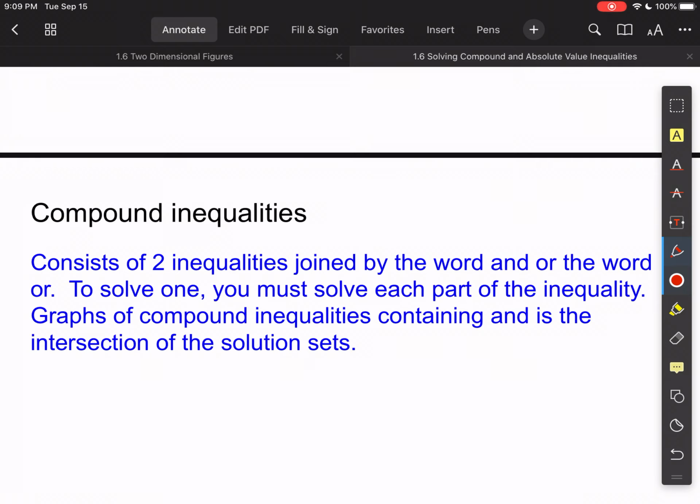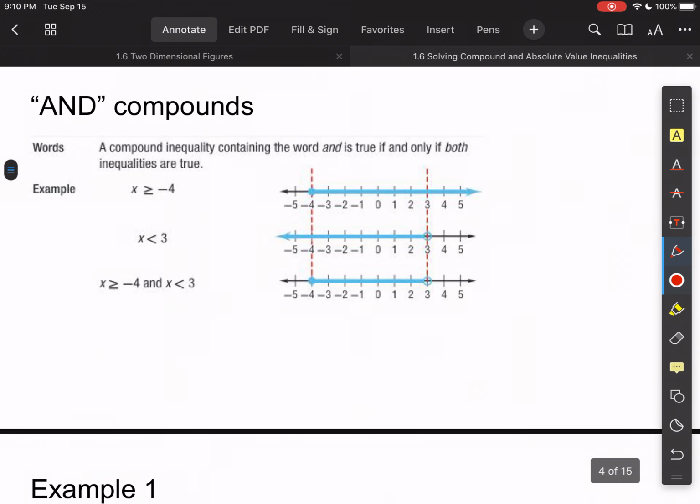These consist of two inequalities joined by the word "and" or the word "or." In order to solve one of these, you must solve each part of the inequality. So what do I mean by that? Let's get right into it. So it says "and" compounds. A compound inequality containing the word "and" is true if and only if both inequalities are true.